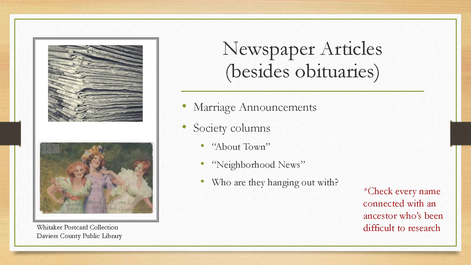Newspaper articles, besides obituaries. If you want to know about obituaries, come see me. I have a whole other presentation just on obituaries. Other things to look for in the newspaper are marriage announcements. You're going to want to look in the society columns. They're usually called About Town, or you can look at neighborhood news where they have community news for the smaller communities in the area. You want to get as many names of people associated with your ancestor as possible.